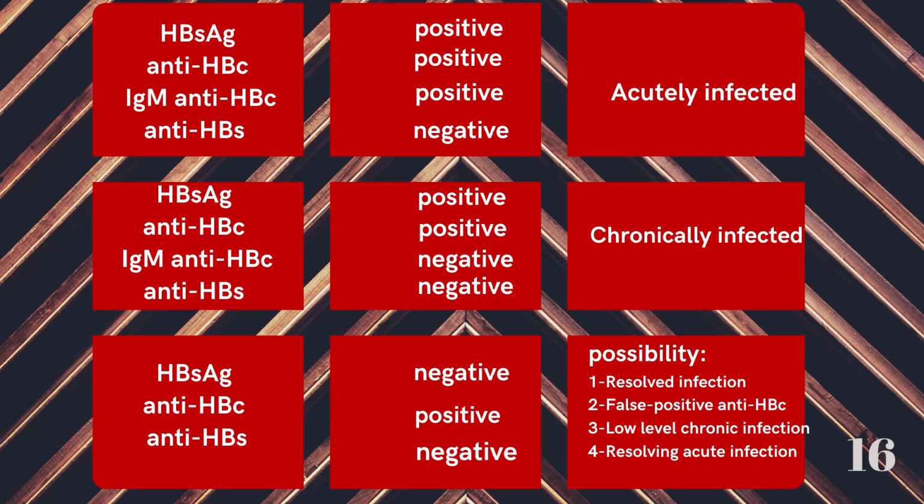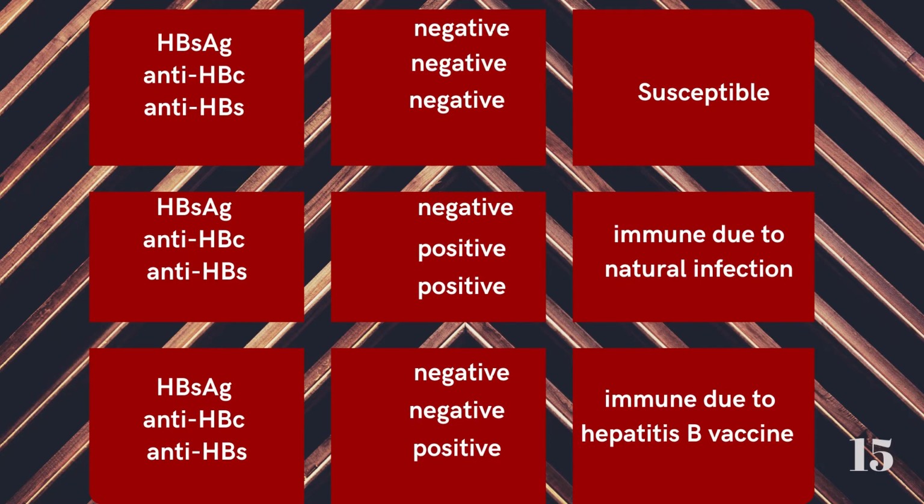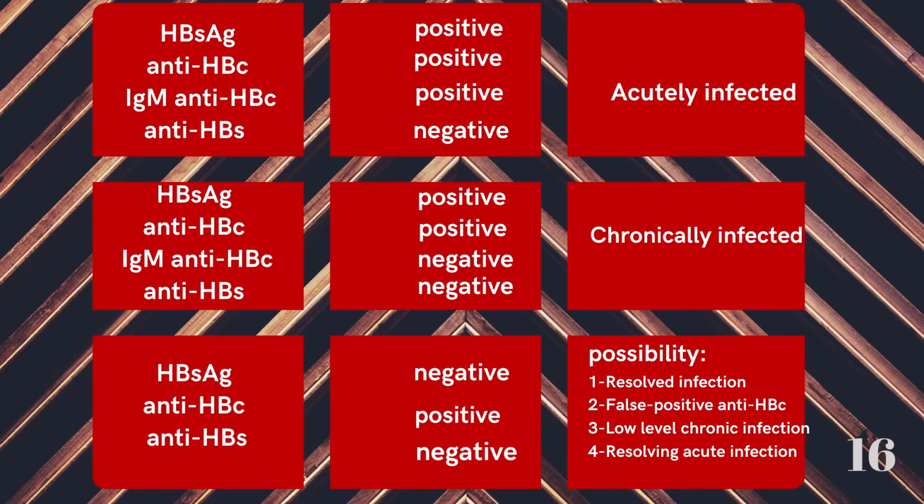Why chronic infection? Hepatitis B surface antigen can be positive in acute and in chronic infection. When you find hepatitis B surface antigen positive, that means either acute or chronic infection. If you find anti-hepatitis B core, it might be acute or chronic. But if you find IgM anti-hepatitis B core, that means this is an acute infection. If you find anti-hepatitis B surface positive, this means recovery. But now it is negative, anti-hepatitis B surface is negative, that means chronically infected.